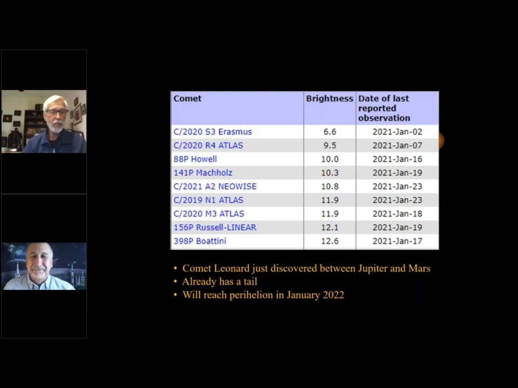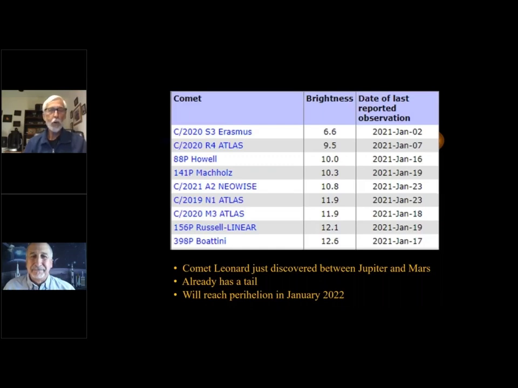It was discovered, I think, on January 2nd. It's living between Jupiter and Mars, but it's heading towards our sun. It already, that far away from the sun, has a tail, and that's very good news. That tail should grow as it gets warmer, as it approaches the sun. It's going to reach its closest approach to the sun in January of next year. It's going to pass by Earth in December of this year.